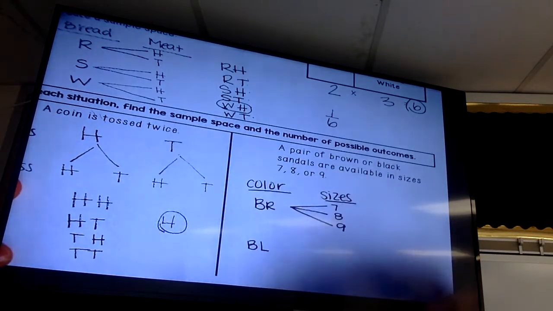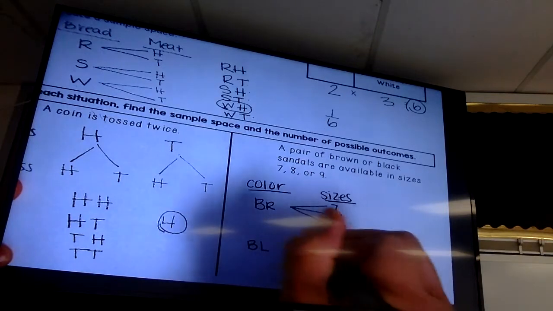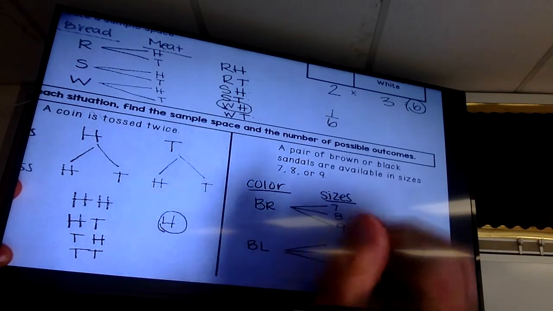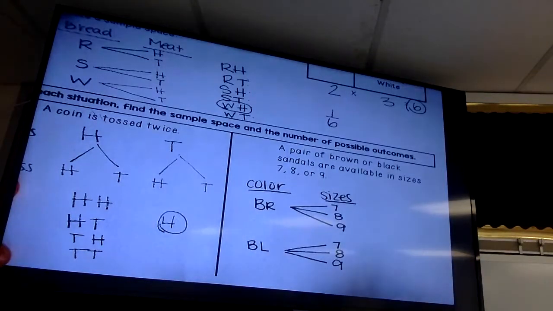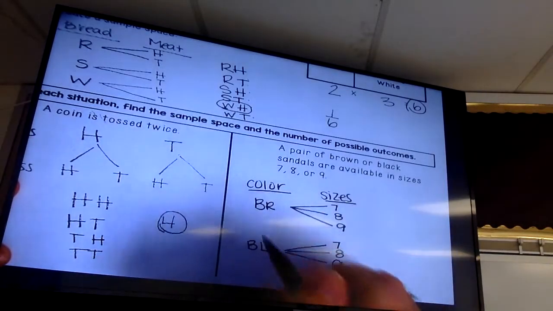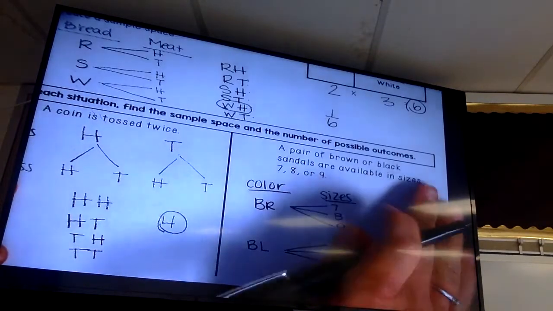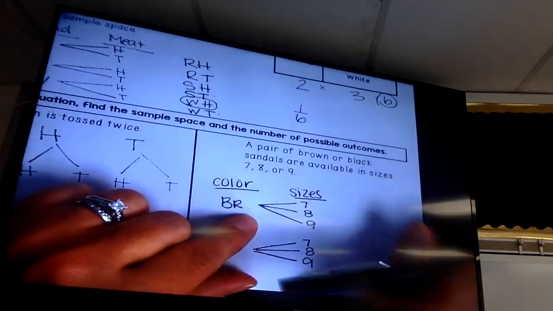So I drew 3 branches coming off my brown. And now I've got to draw 3 branches coming off my black. So whatever I did to one, I have to do to the other. So again, this is my tree diagram. And now I'm going to create my sample space based off my tree diagram.